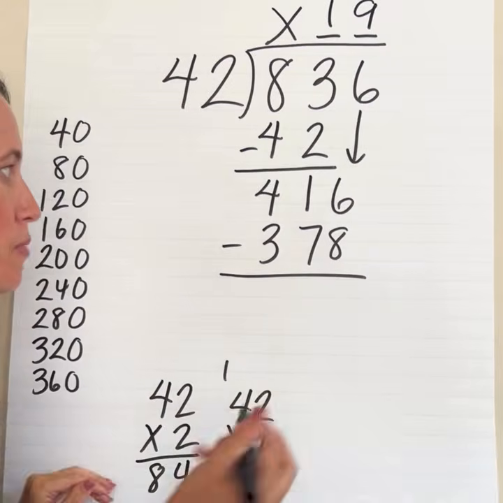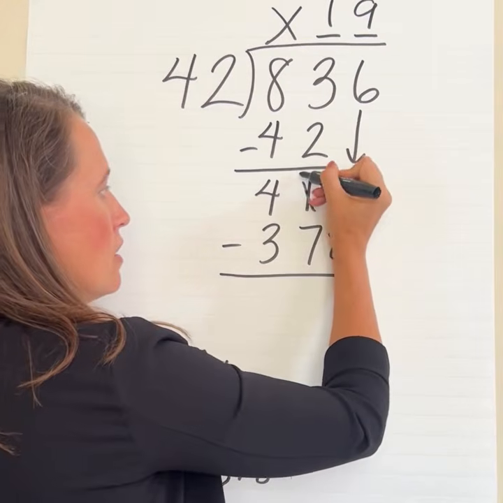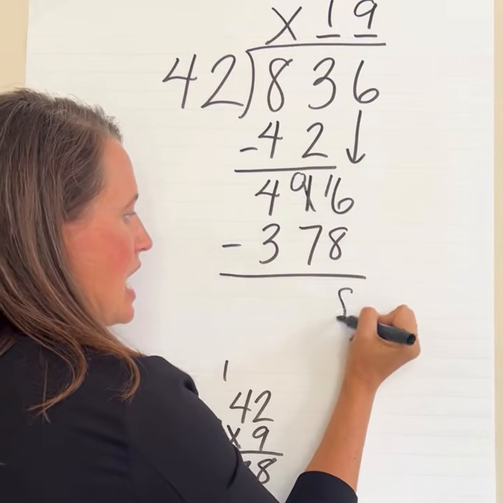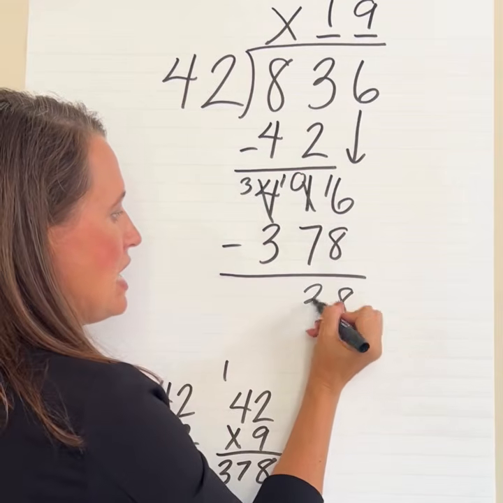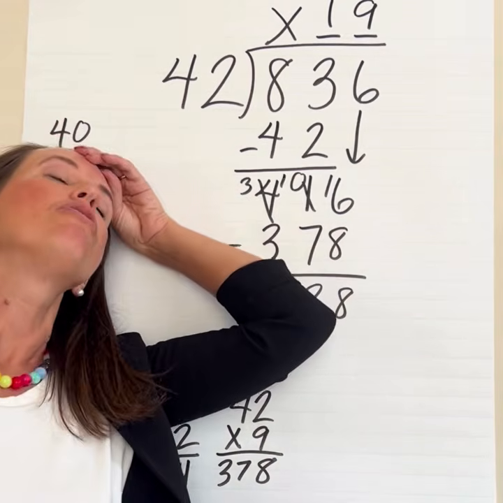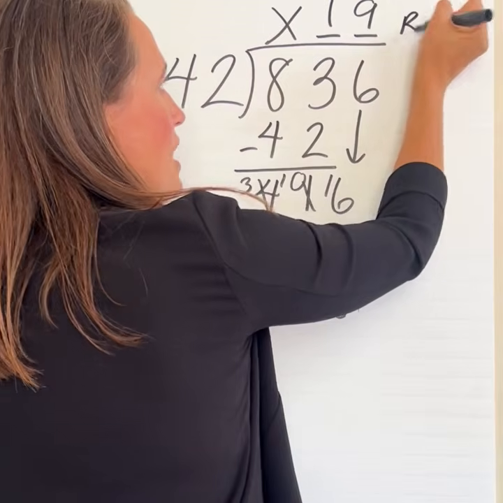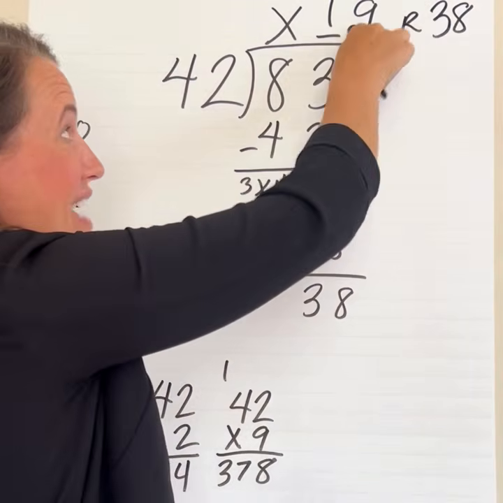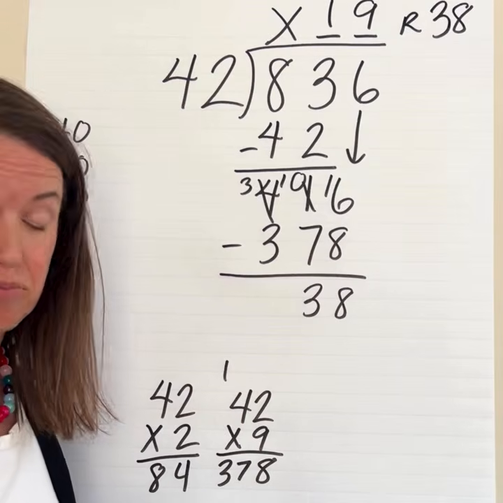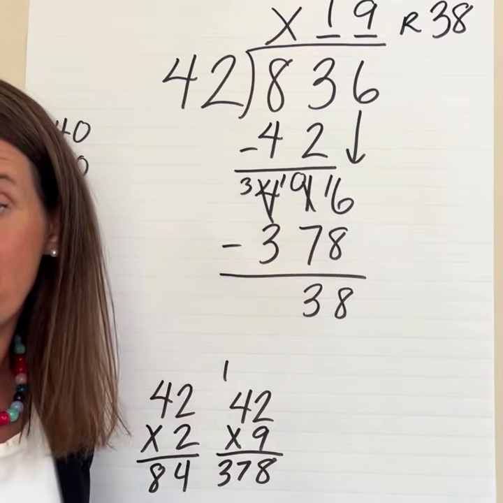So let's do my regrouping and see how I'm doing. 16 minus 8 is 8. 10 minus 7 is 3. Phew. Remainder 38. We're okay. It's just a really big remainder. We almost had enough to make 20 groups, but we only made 19 full groups.